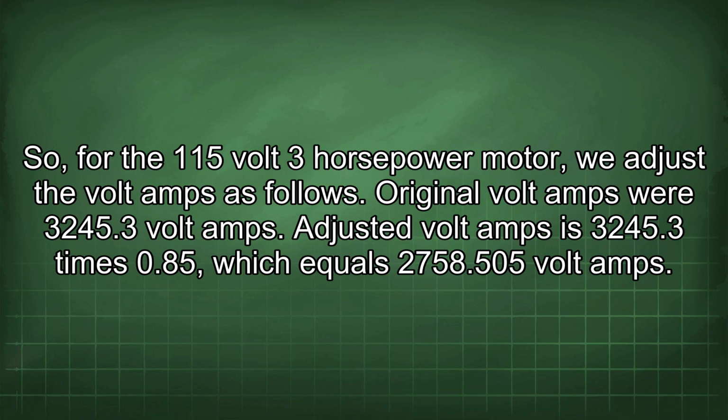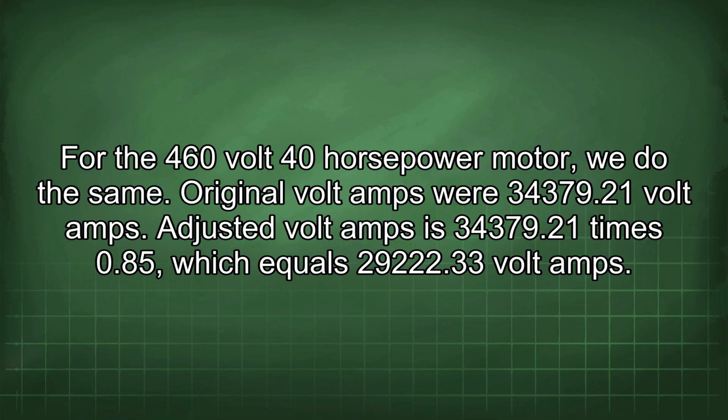Original volt amps were 3,245.3 volt amps. Adjusted volt amps is 3,245.3 times 0.85, which equals 2758.505 volt amps. For the 460 volt 40 horsepower motor, we do the same.